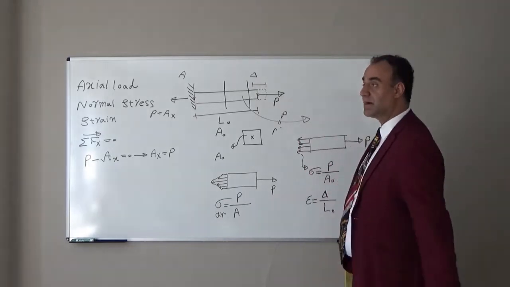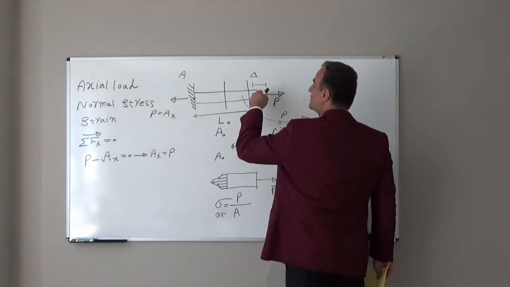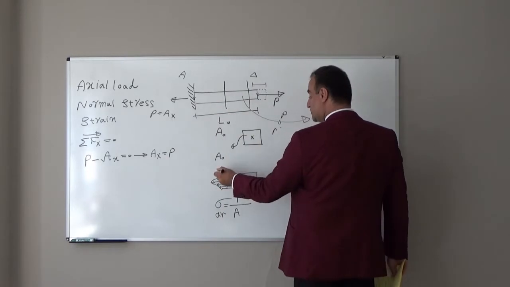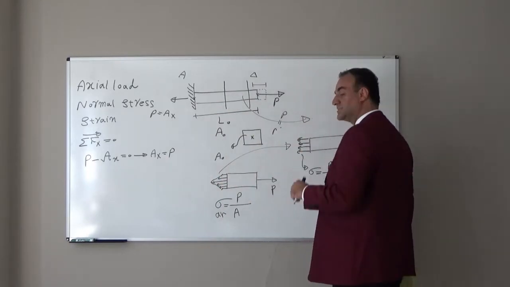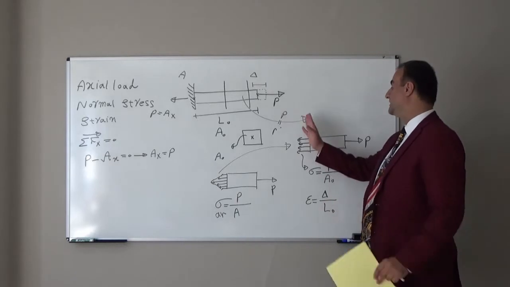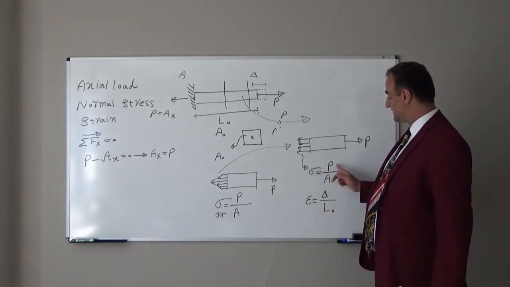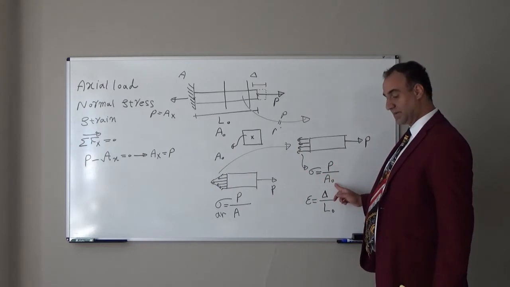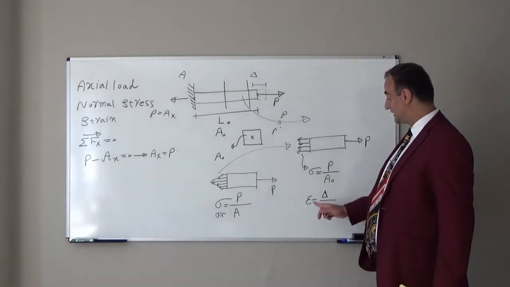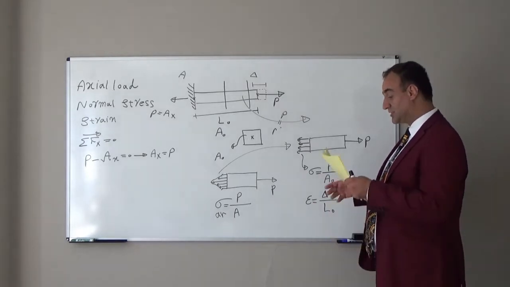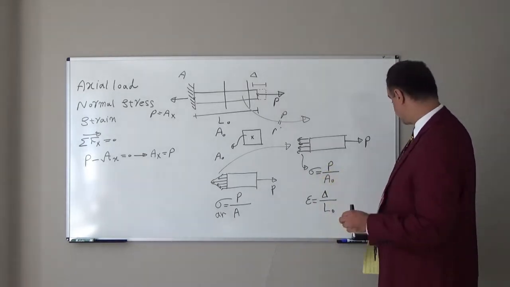But if we cut away from the effect point of the external load, far from that, the distribution becomes almost roughly uniform. So normal stress is external load divided by initial cross-sectional area, and strain is deformation divided by initial length.